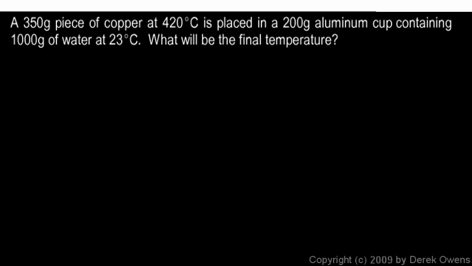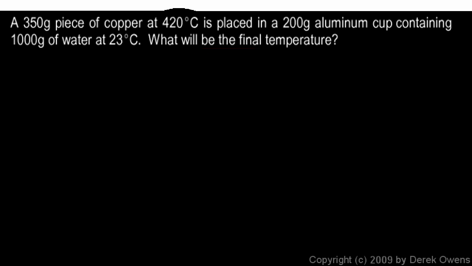In this example, we're told that a 350 gram piece of copper at 420 degrees Celsius, that's our hot temperature there, is placed in a 200 gram aluminum cup containing 1,000 grams of water at 23 degrees Celsius. That's our cold temperature there. We want to know what will be the final temperature.